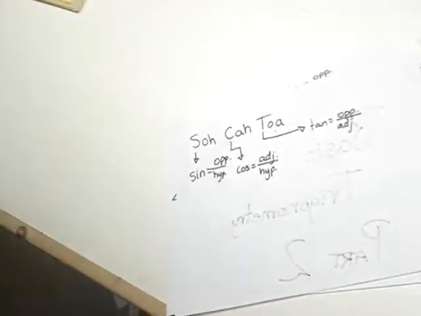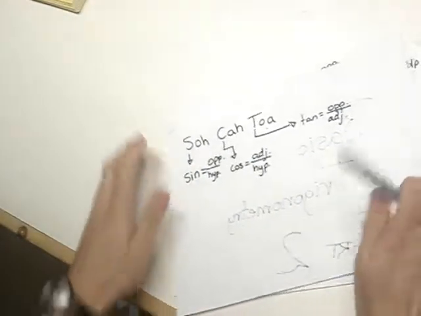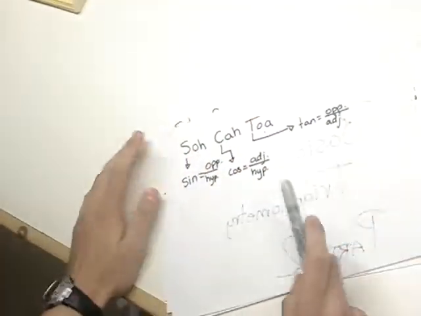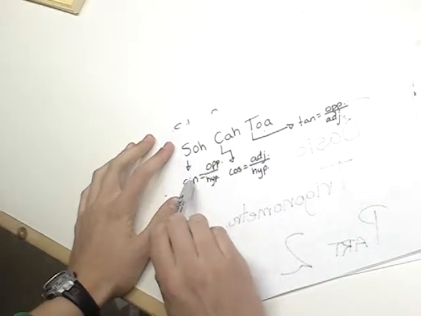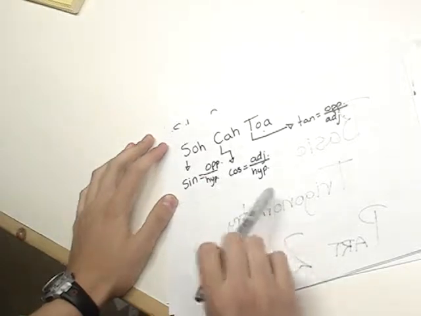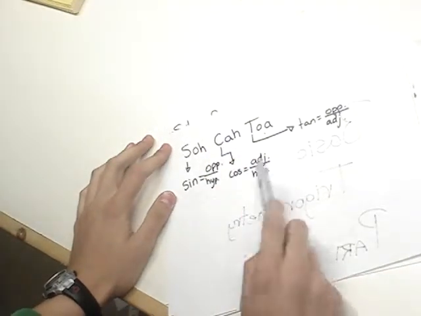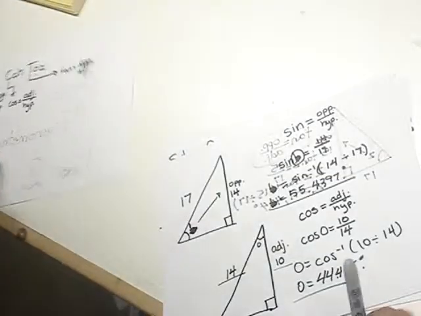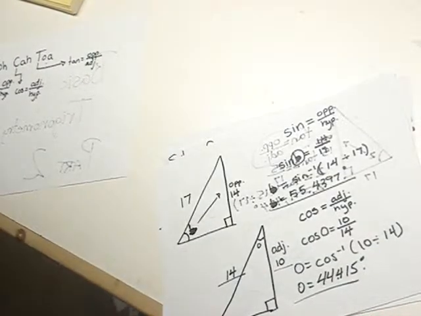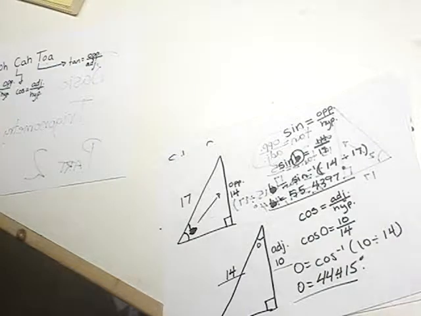Alright, so we learned in the last part SOHCAHTOA. It means sine equals opposite over hypotenuse, cosine equals adjacent over hypotenuse, and tangent equals opposite over adjacent. So now we're going to learn when to use the reverse of each of the ratios.